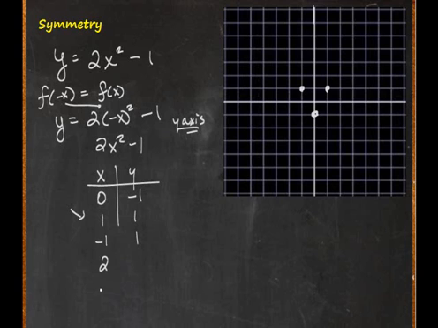And so we go to the point 2. You have 2 times 2 squared. Well, 2 squared is 4. 2 times 4 is 8. Minus 1 is 7. So we would have the point 2, 7, which means that negative 2, 7 is also on the graph. And now use symmetry to save you half the time of discovering points on your graph.